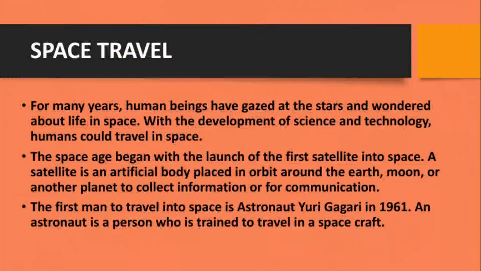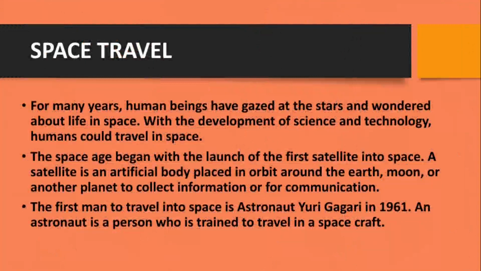Now, the space age began with the launch of the first satellite into space. A satellite is an artificial body placed in orbit around the Earth, the moon, or another planet, to collect information or for communication. So scientists place this satellite into space to pick up information from space. They guide it from the Earth with the use of a computer.